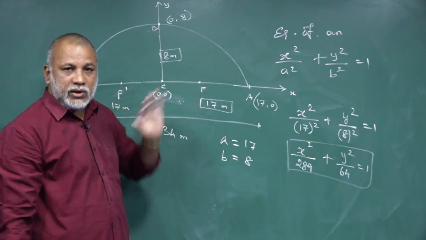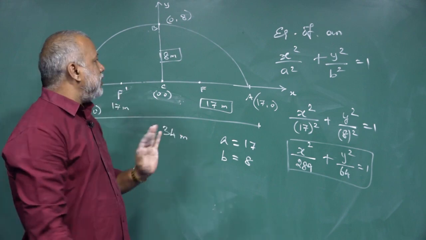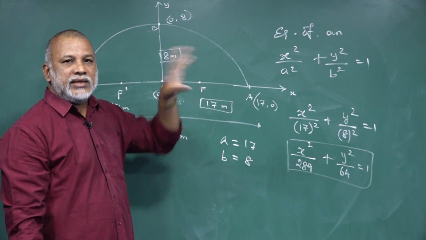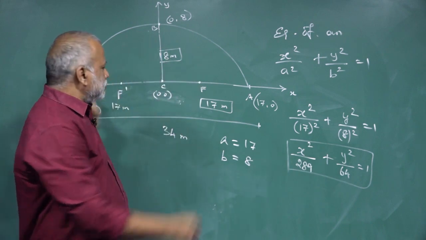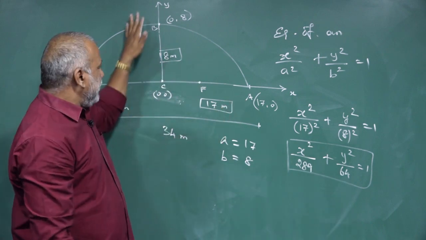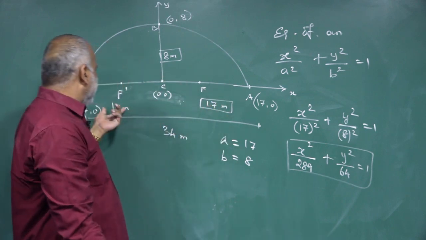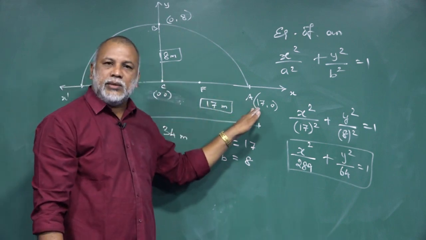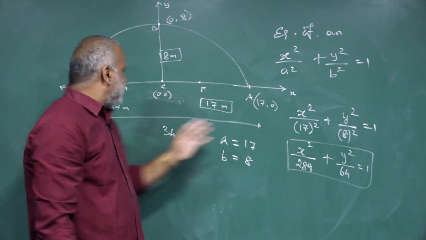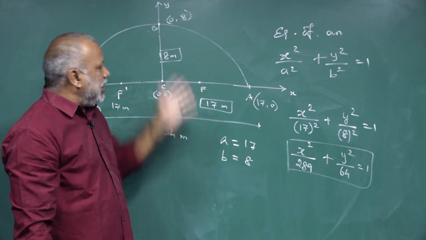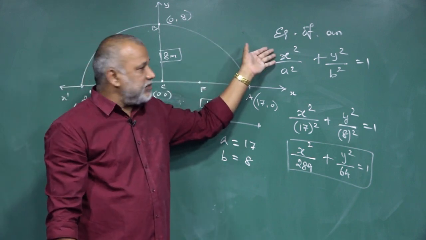So we are drawing a semi-elliptical portion. This is a room, so consider a construction like this. In this room, 34 is the length and 8 is the height. Half of this value is 17, here also 17. Consider A as the point on the x-axis, so (17, 0). Here A dash is (-17, 0). B is (0, 8). After that we are able to write the equation.